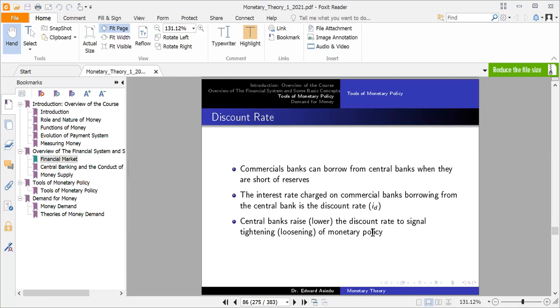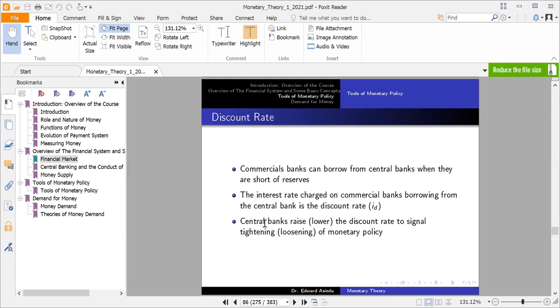Central banks will raise the discount rate to signal tightening of the monetary policy. So if central banks raise the discount rate, say the discount rate was 20%, so if you want to borrow from the central bank as a commercial bank, you get it at 20%. If the central bank decides to raise it to 30%, it means that they are signaling that they are tightening monetary policy, meaning that they are trying to reduce money supply. So you raise the rate to discourage commercial banks from borrowing.